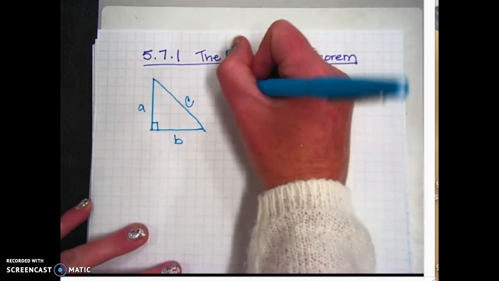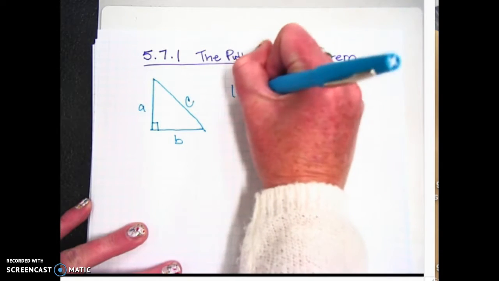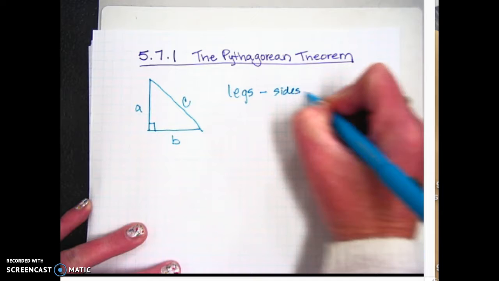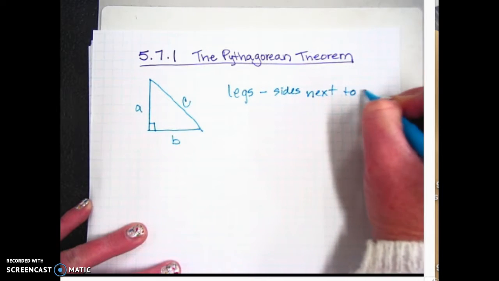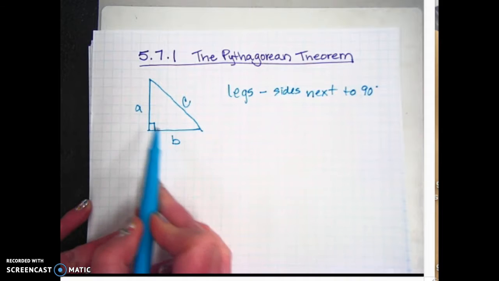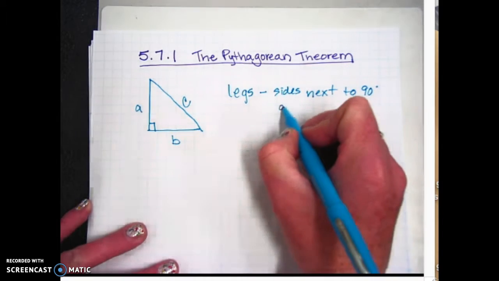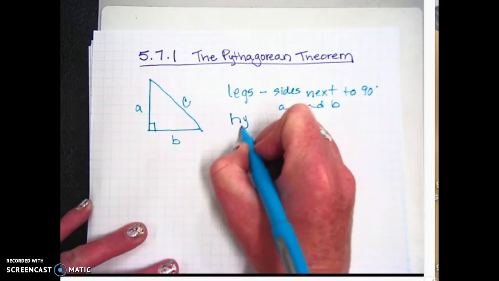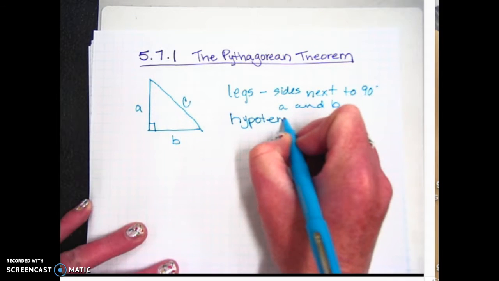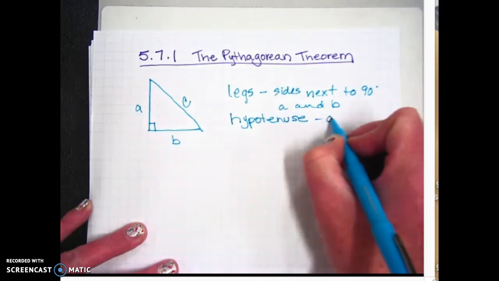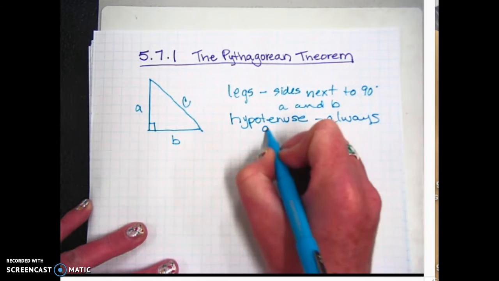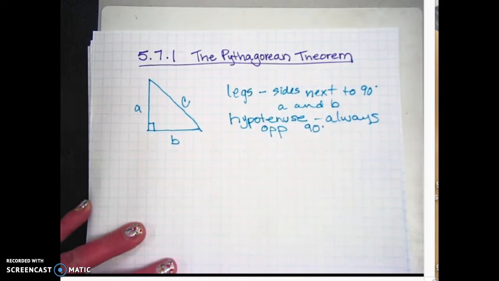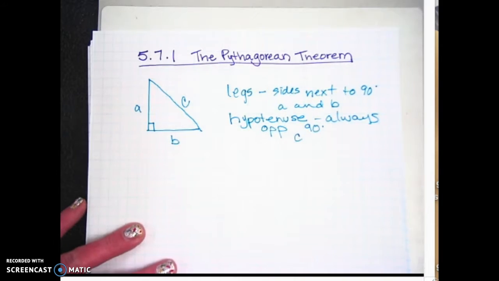Okay? So a right triangle has two sides that are called legs. They're the sides that are next to the 90 degrees. They're the first two sides I had you label, A and B. Then we have only one side that's called the hypotenuse, and it is always opposite the 90-degree angle. In this case, it's C as in cat.